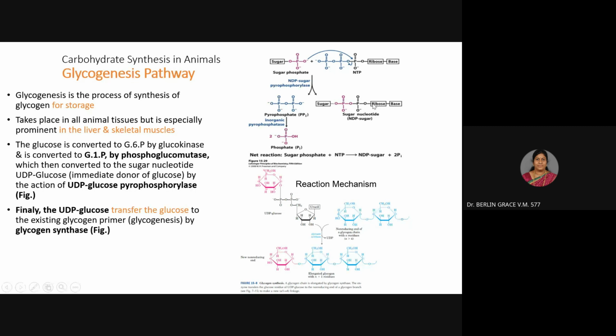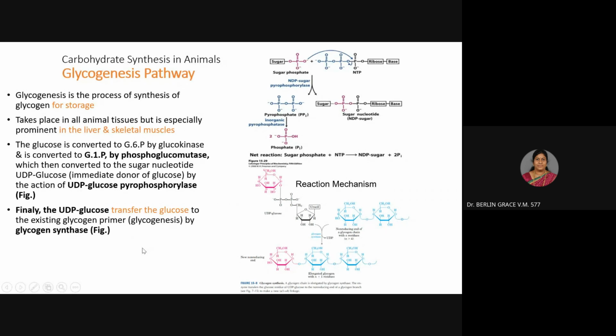So that is shown in the image. You have the nucleotide triphosphate, then the sugar phosphate is there. The product is the sugar nucleotide diphosphate sugar. So one phosphate is removed from here and one phosphate is removed from the sugar phosphate. Those two phosphates will form pyrophosphate.